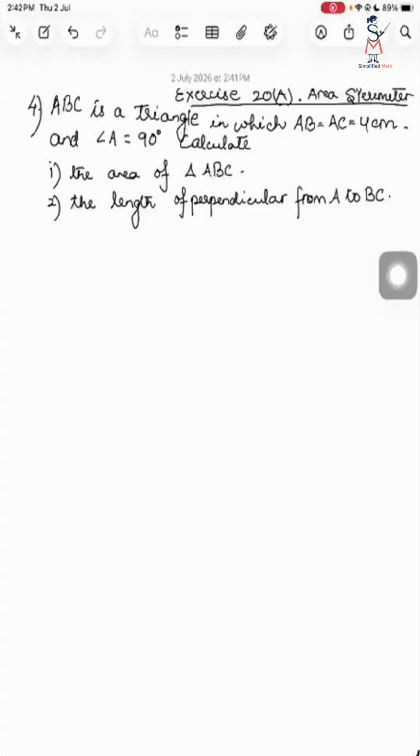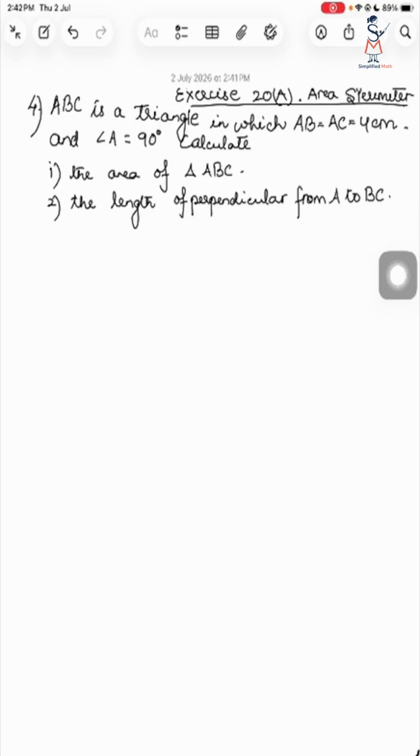Hi, we are doing exercise 20A, area and perimeter, class 9, question number 4, which says that ABC is a triangle in which AB is equal to AC and angle A is 90 degrees. Calculate the area of triangle ABC and the length of the perpendicular from A to BC.